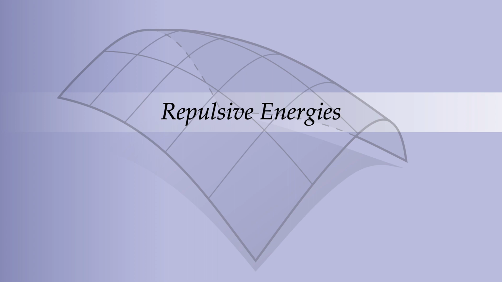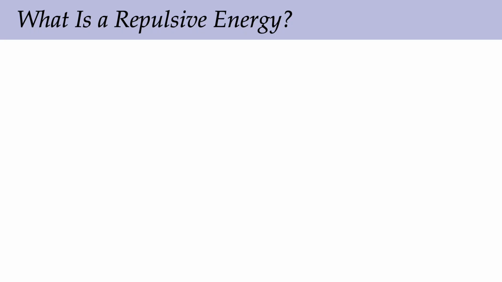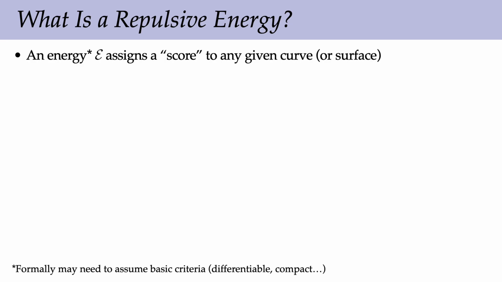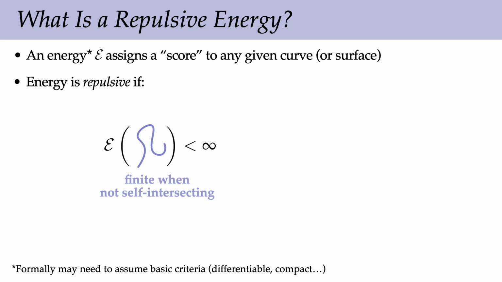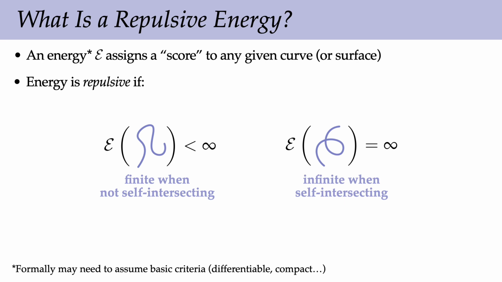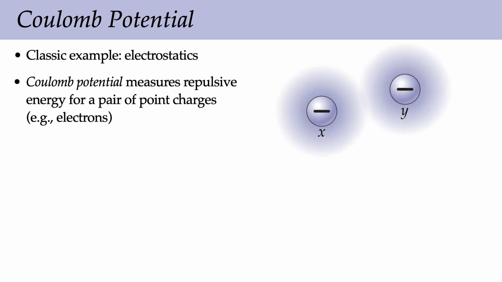So, how do we model repulsive geometry? Well, the basic idea is to define an energy E, which assigns a score to any given curve or surface. And we're going to say this energy is repulsive if it's finite when there are no intersections and infinite otherwise. So we want an infinite barrier to things running into each other. An energy that naturally comes to mind is the Coulomb potential from electrostatics, which for two particles of equal charge is inversely proportional to the distance between them. So basically, two particles want to move as far away from each other as possible.